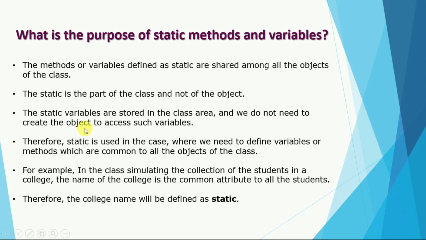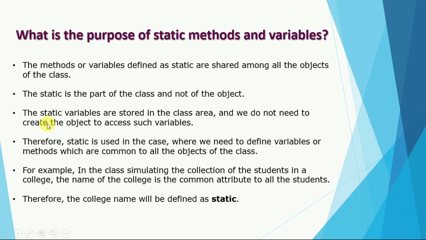So next is, what is the purpose of static methods and variables? We already discussed static methods, variables, and static classes. The methods or variables defined as static are shared among all the objects of a class. The first and most important difference is that static is a part of a class and not of an object, because we don't need any object to initialize a static method or a static variable.